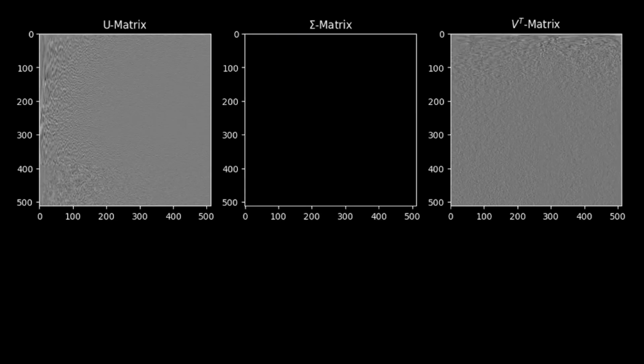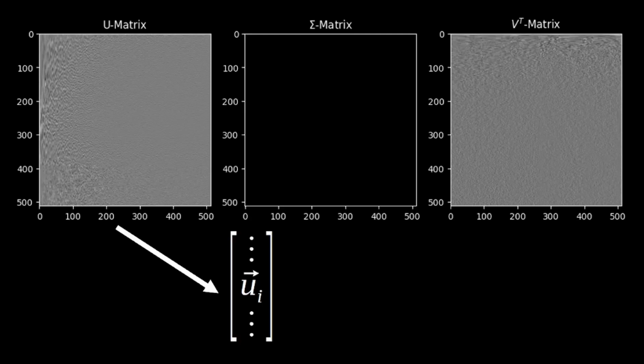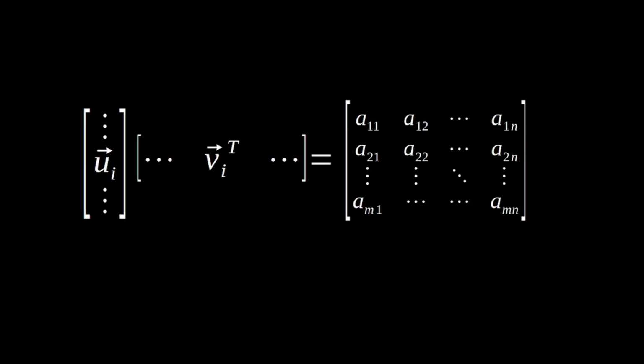Now back to our full SVD, and more specifically, our U and V transpose matrices. The columns of our U matrix are our left singular vectors. The rows of our V transpose matrix are our right singular vectors. When we matrix multiply them together, we get a matrix. But more specifically, since these are singular vectors, this matrix will be a rank 1 matrix.